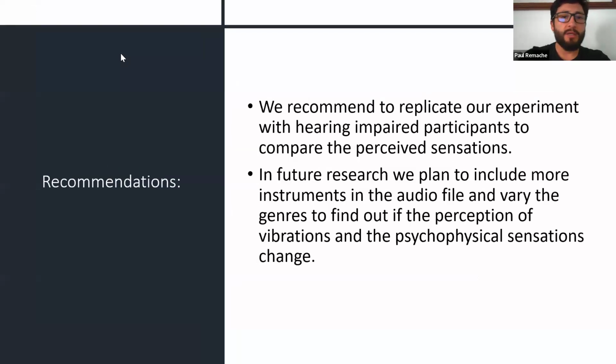And finally, we recommend to replicate our experiment with hearing impaired participants to compare the perceived sensations. And in the future, we plan to include more instruments in the audio file and vary the genres to find out if the perception of vibrations and the psychophysical sensations change.